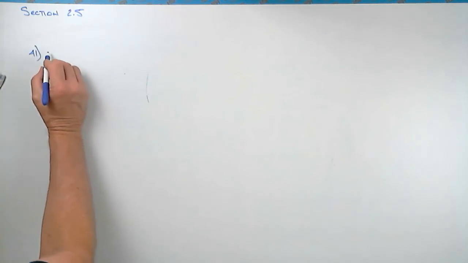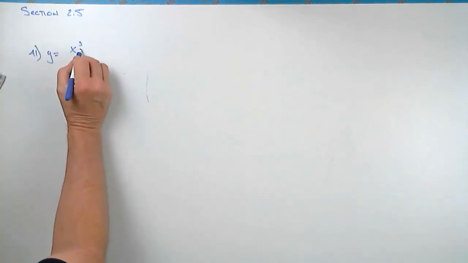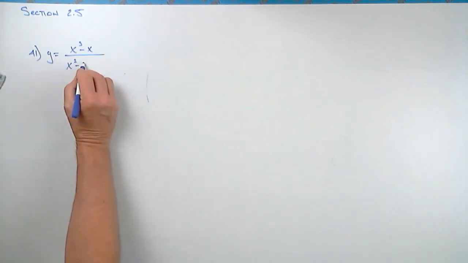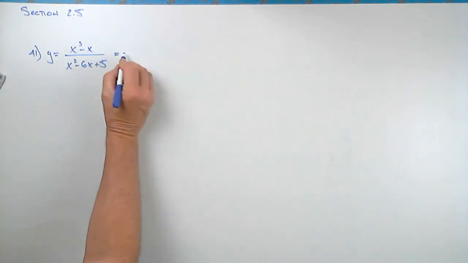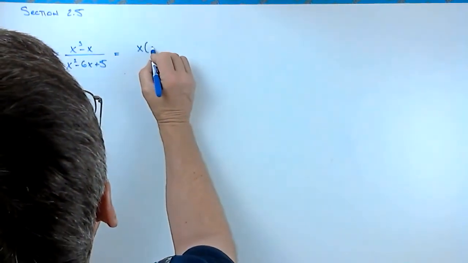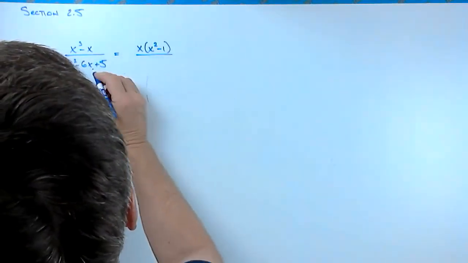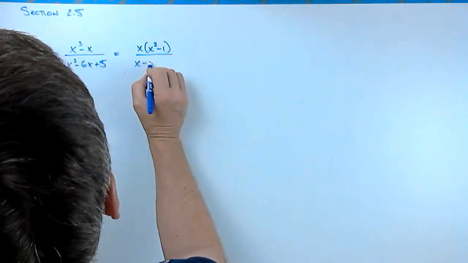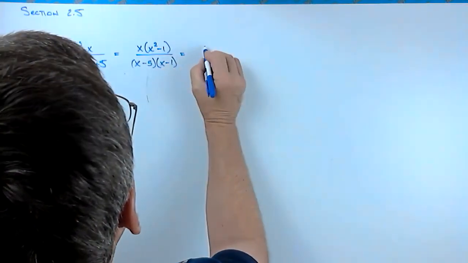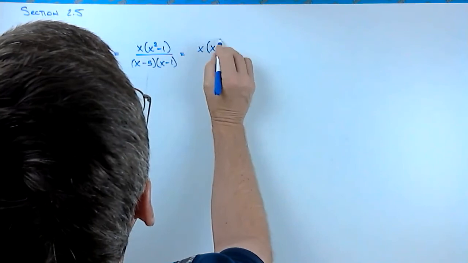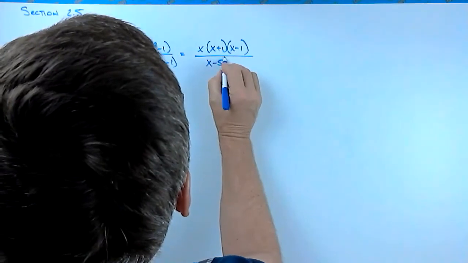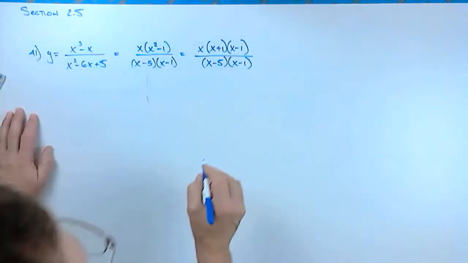What do we have here? We have y equals x cubed minus x divided by x squared minus 6x plus 5. Now, if we factor that, that's what they taught us to do in pre-calc when looking for asymptotes. That's going to be x times x squared minus 1 over x minus 5 times x minus 1. Or that's x times x plus 1, difference of two squares, x minus 1, over x minus 5, x minus 1. All right.